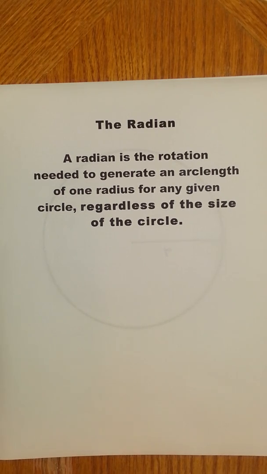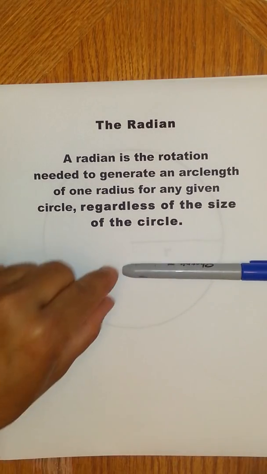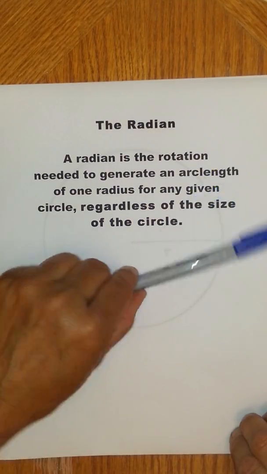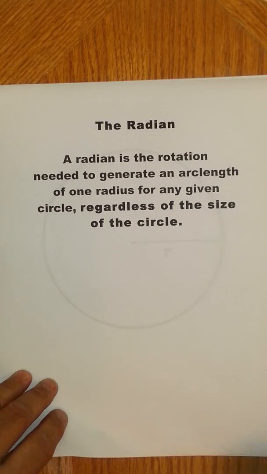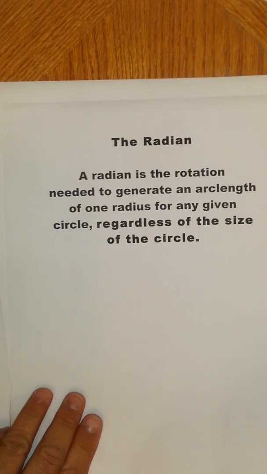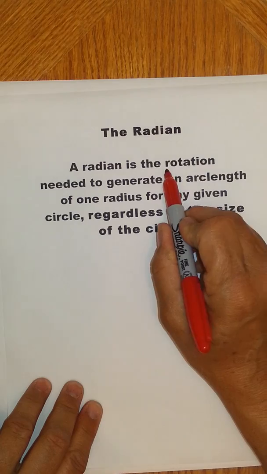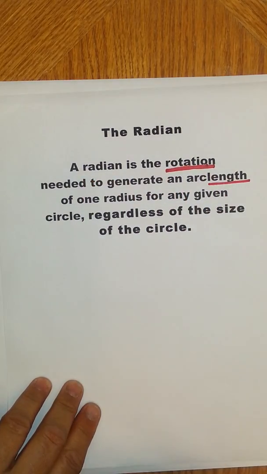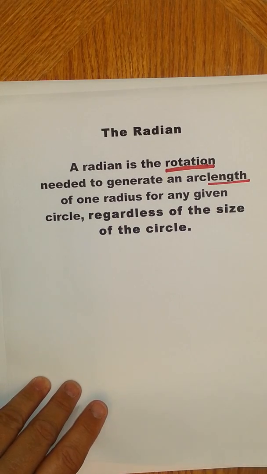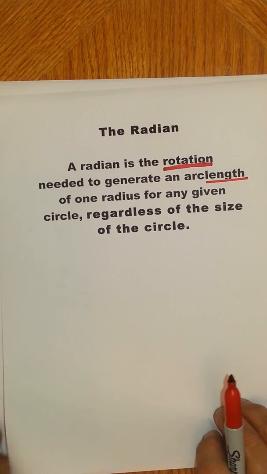The radian is the rotation, and remember, rotation is movement that pivots around a point like this, right? The rotation needed to generate an arc length of one radius for any given circle, regardless of the size of the circle. Now here, please note that we have a definition that involves rotation, which is the radian, and a length, a distance. So we're looking at two very different kinds of movement, all right?